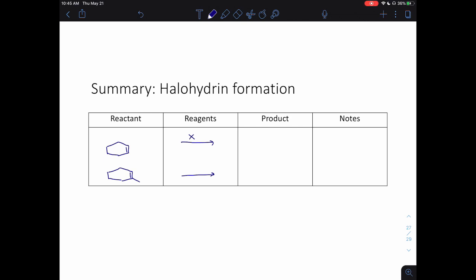All right, halohydrin formation: halo, halogen, hydrogen, hydroxyl. This occurs when an alkene, and I have two examples so we can just decompress and unpack what we just talked about, a symmetric alkene versus an asymmetric alkene, is treated with an elemental halogen in the presence of water. The product is this vicinal halohydrin, where X, the halogen, and water have added in an anti-fashion.